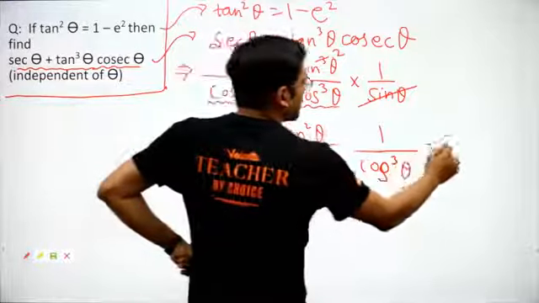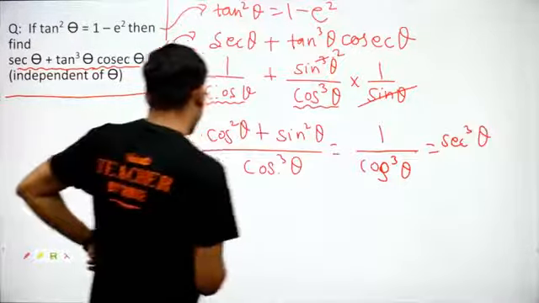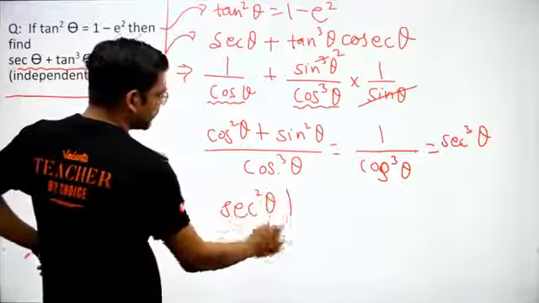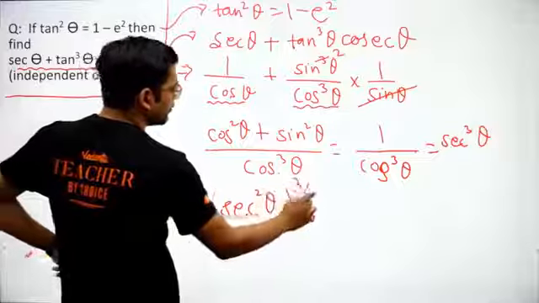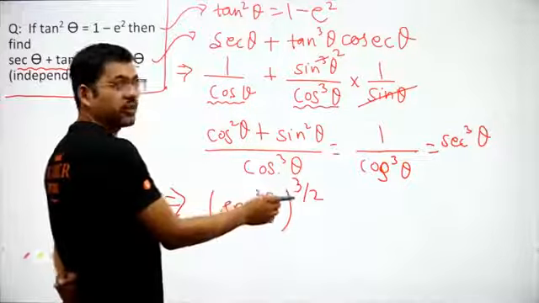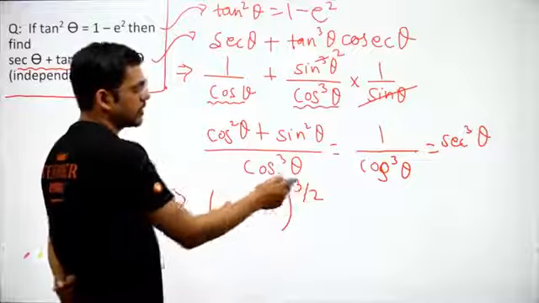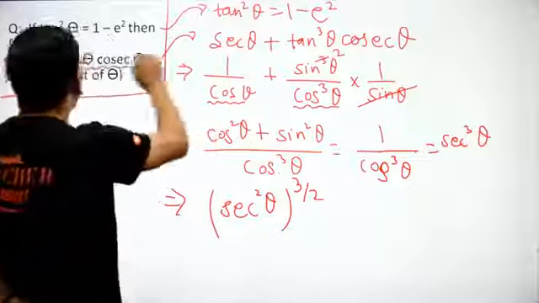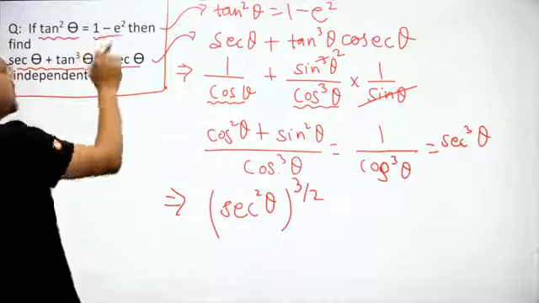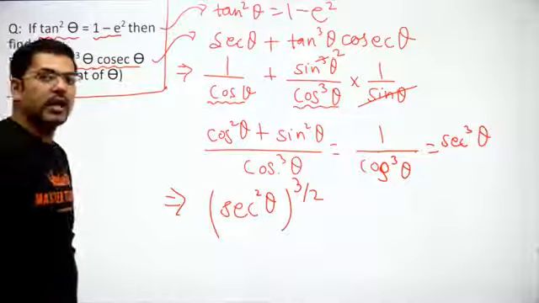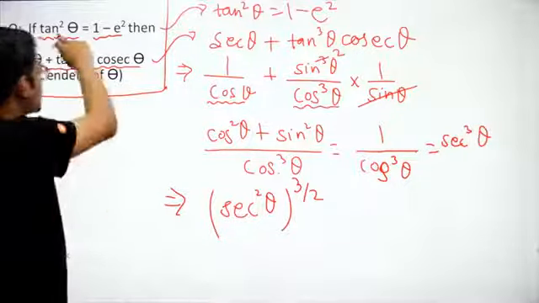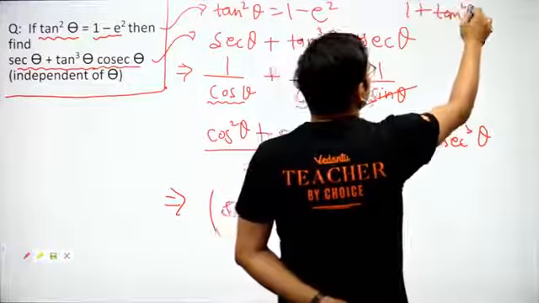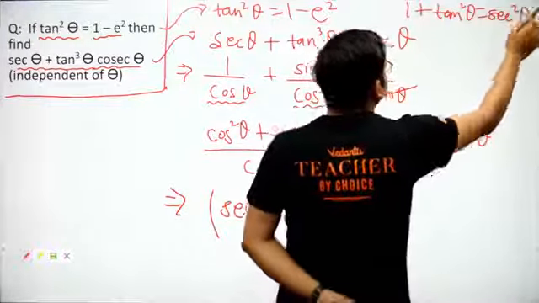Now I can write it like this: sec cube theta. This implies, can it be written like this, sec square theta whole raised to power 3 by 2, because power 2 and power 3 by 2, this will cancel the 2 and 2 and that will make it sec cube theta. Why have I written this? Because we have been given the value of tan square theta in the form of 1 minus e square. So in order to utilize this tan square theta, I know that there is only one formula: 1 plus tan square theta is equal to sec square theta.